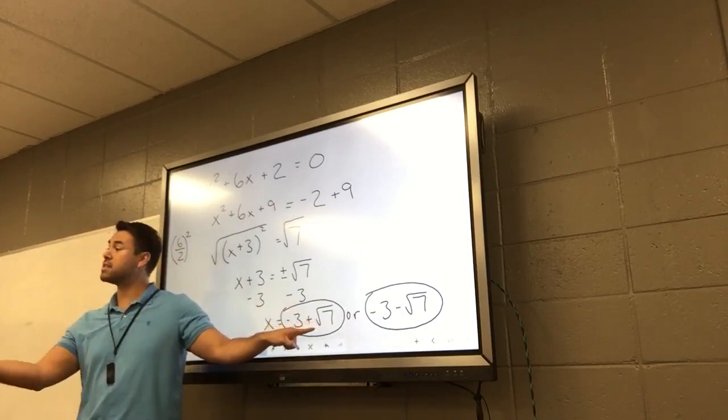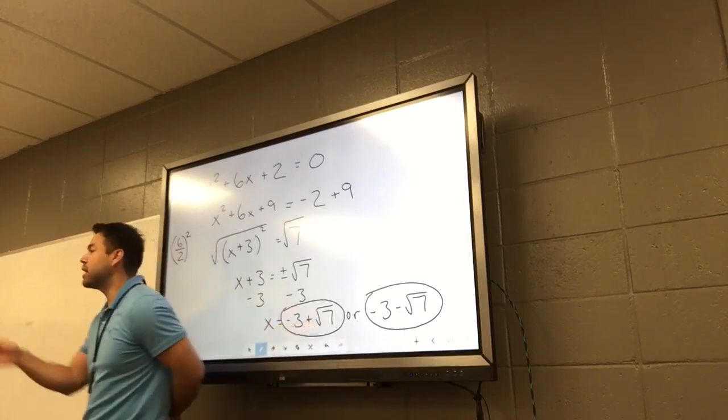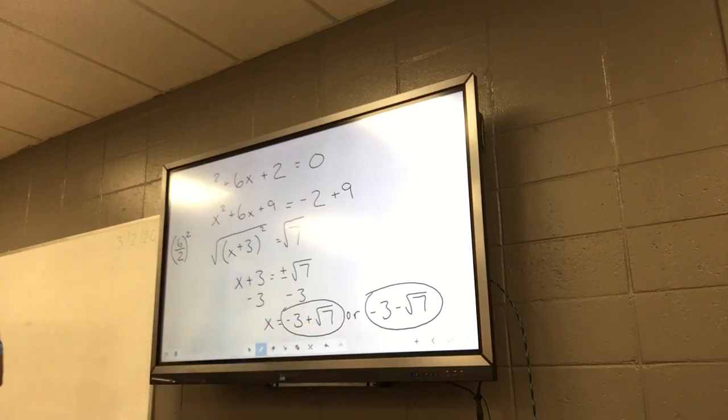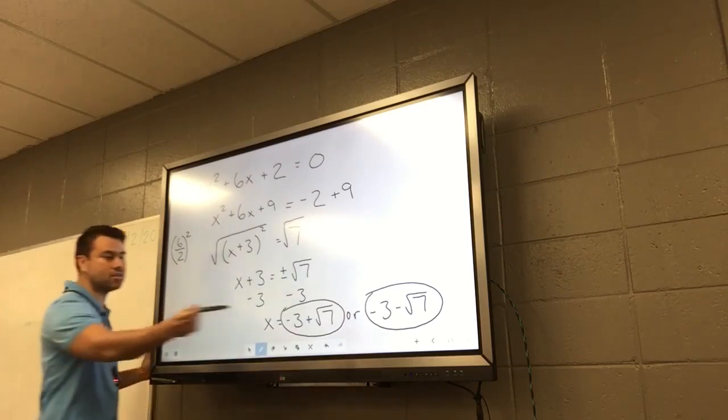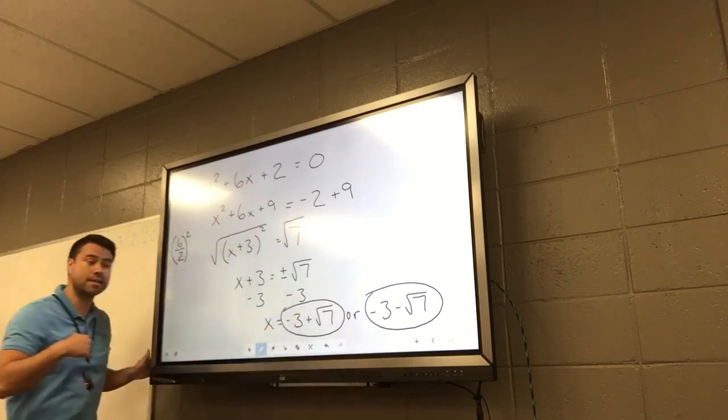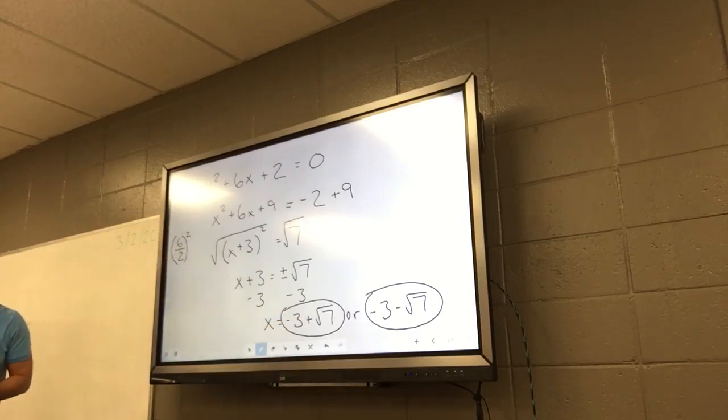You can estimate it. You can't, because they're irrational. If it's an irrational number, what do you know about that irrational number? It keeps going on forever, and it never repeats a pattern. So if you want to be exact, you say it like this. If you want to round it, then you can start estimating some numbers.